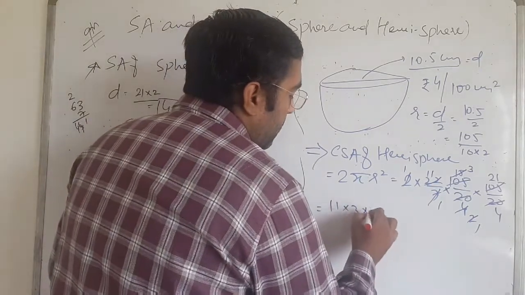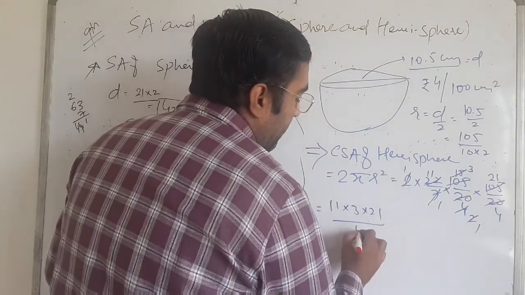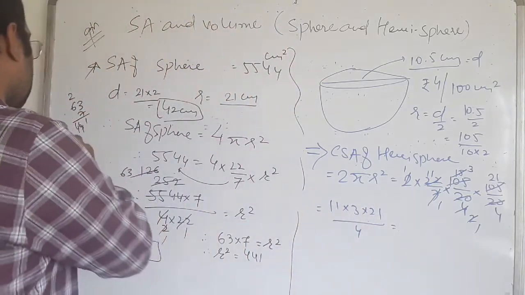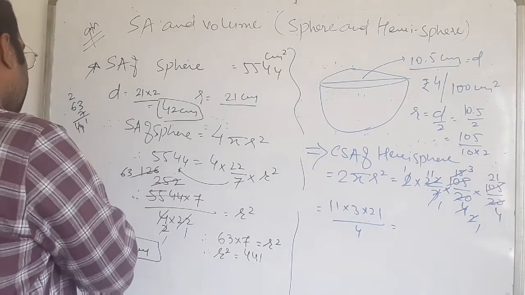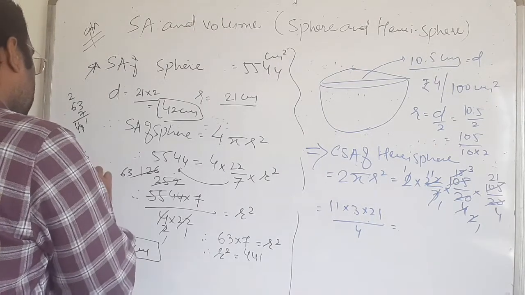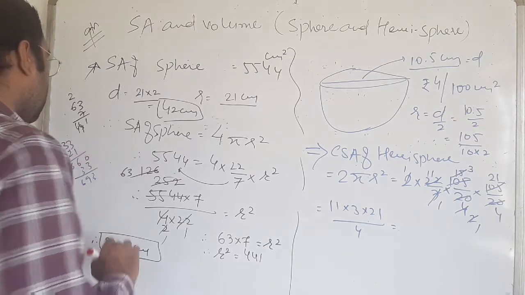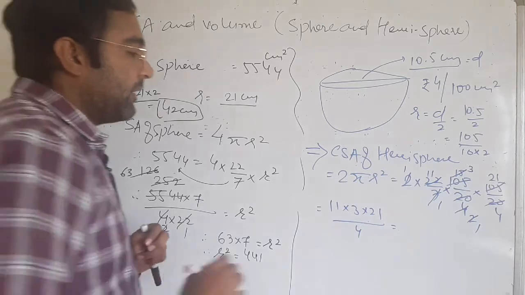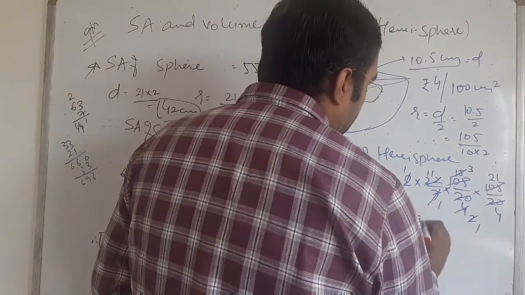11 into 3 into 21 divided by 4. So 11 into 3 is 33, 33 into 21: 3 twos are 6, 3 twos are 6, 3 ones are 3, 3 ones are 3, that is 693. Okay, that is 693 by 4.